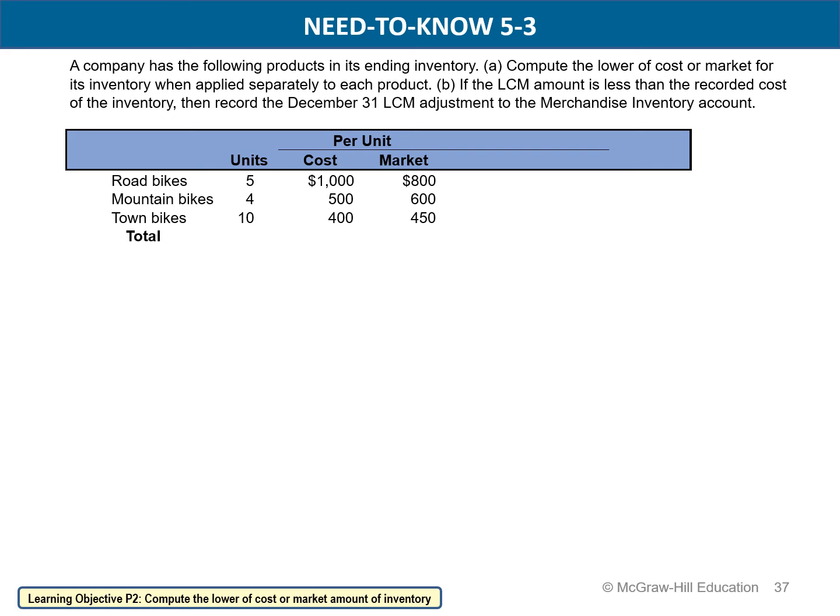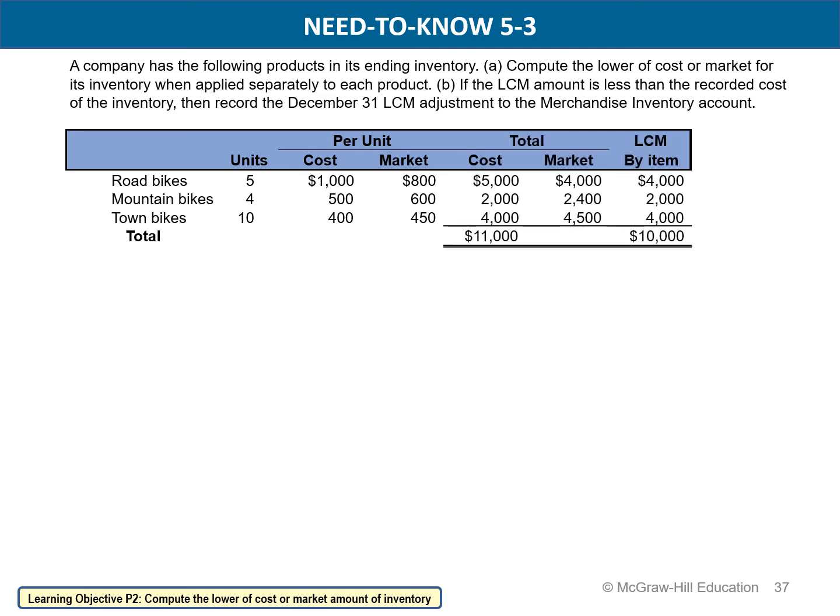So for the road bikes, we have a cost of 1,000, market of 800. We're going to have to write that one down to market, right? So 5 units times 1,000 is 5,000. 5 units times 800 is 4,000. We're going to have to write that one down to $4,000. So mountain bikes, total cost is 2, market is 24, so 2 is fine.